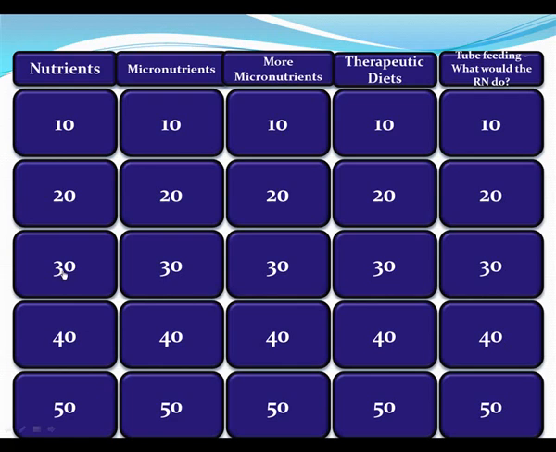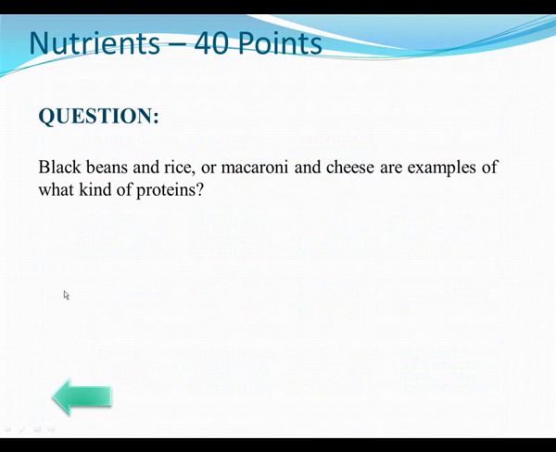Oops, sorry, did that one already. Black beans and rice, macaroni and cheese are examples of what kinds of proteins? Answer, those are complementary proteins.